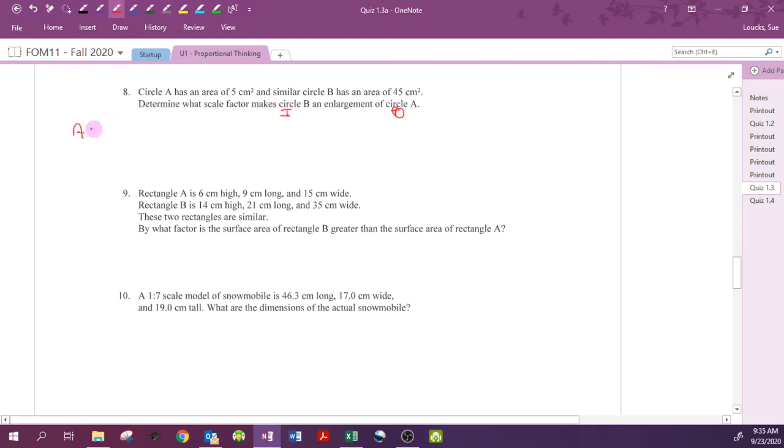Okay, and area scale factor is the area of the image over the area of the original. So that's 45 over 5, which is 9. And then the linear scale factor, because they're asking for a scale factor, that means they're asking for the linear scale factor. If they don't specify, it's always the linear. So the linear scale factor is the square root of the area scale factor, so it's the square root of 9, which is 3.